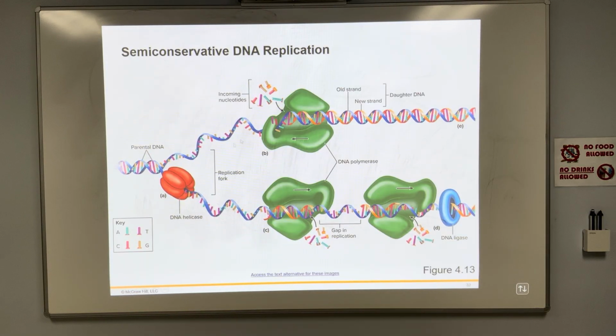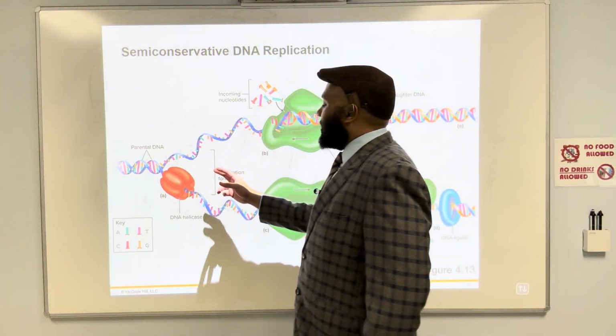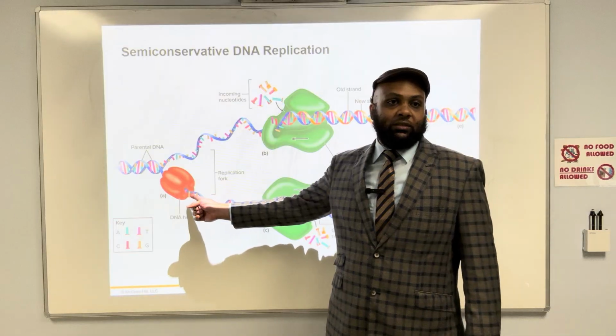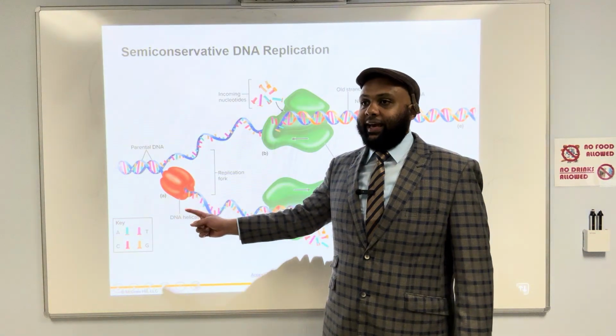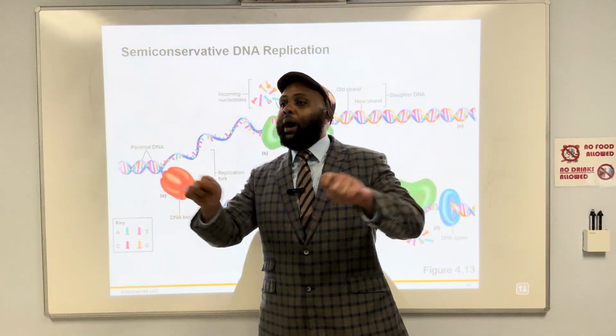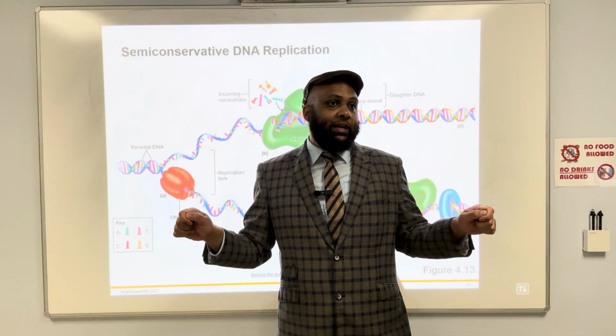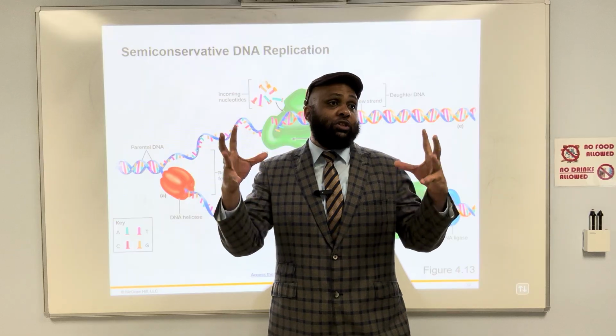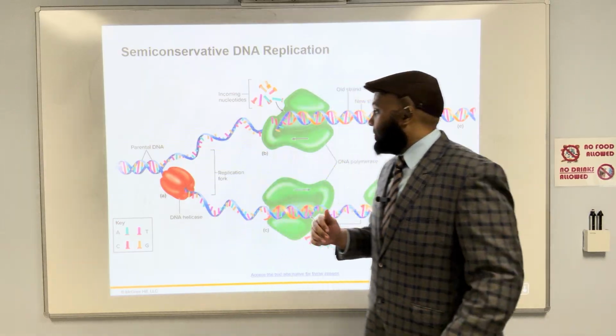Okay, so for replication, we discussed replication. Replication is a semi-conservative and a discontinuous process. Why is that? Because you have your DNA double helix, so you need this orange enzyme here. What do we call that? That's DNA helicase. Helicase is going to unwind for us the DNA double strand. That's its job, like a unzipper. It's going to unzip for us the two strands that are bound to each other.